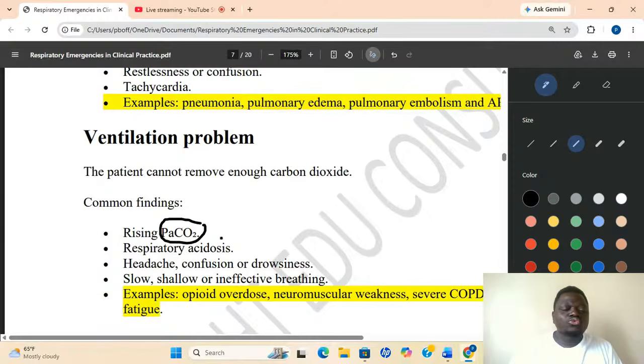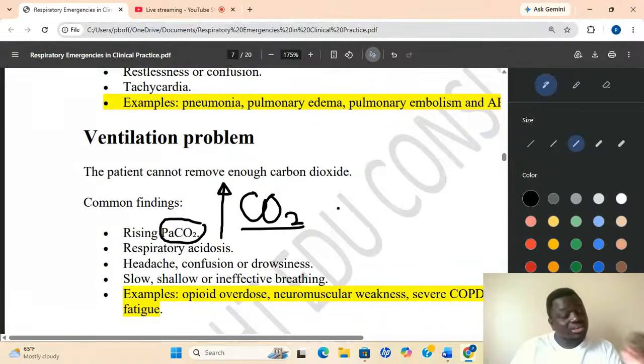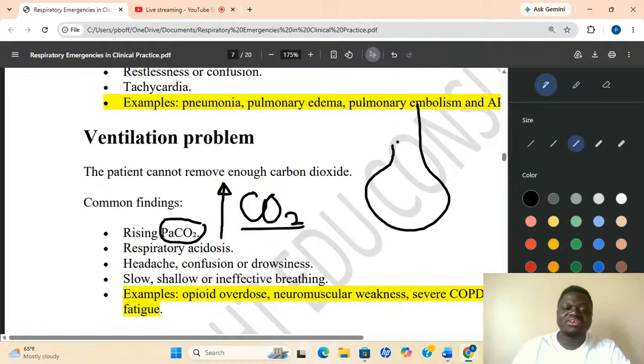So if I do my ABG analysis, I will see the partial pressure of carbon dioxide going up, the CO2 rising. If you do your chemistries, CO2 rising up. Respiratory acidosis. That should tell you that a lot of carbon dioxide is sitting in the airways and the alveoli.